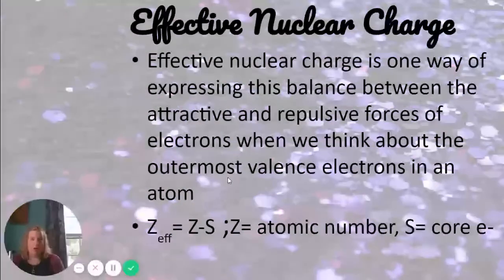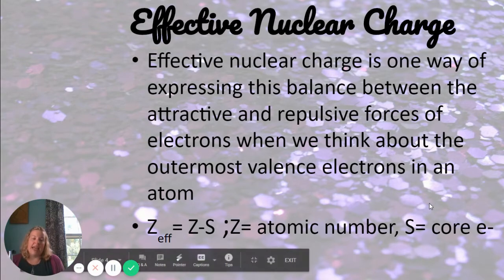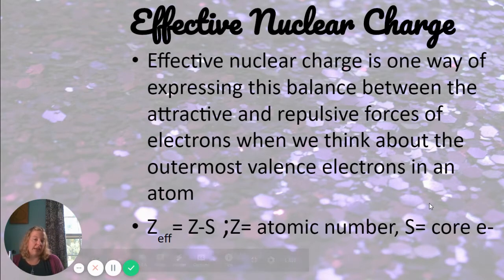Zeff, the charge there, is calculated by taking Z for the element minus S. And you say to yourself, what does that mean? Z is your element's atomic number, and S is your number of core electrons, not the valence electrons. You're like, what does that mean? I'm going to show you an example.